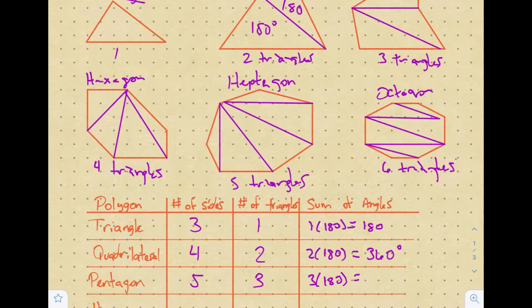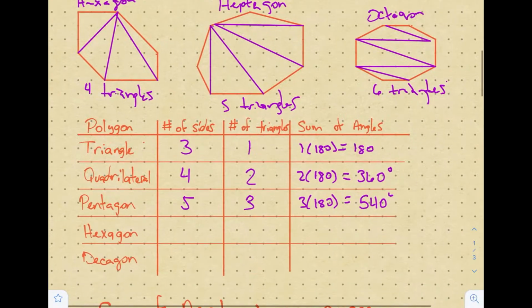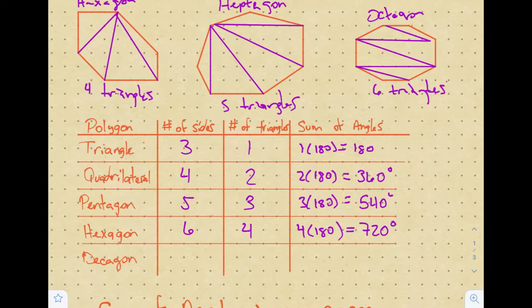And that means that if I multiply 3 by 180, that gives me the sum of all of the angles, so 540 degrees. Moving along, a hexagon has 6 sides. We could cut it into 4 triangles, and 4 times 180, because there are 4 triangles, will give me the sum of all of the angle measures, which is 720 degrees.